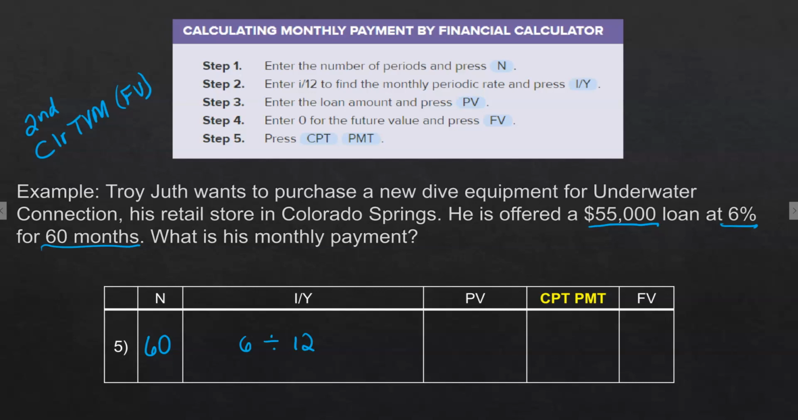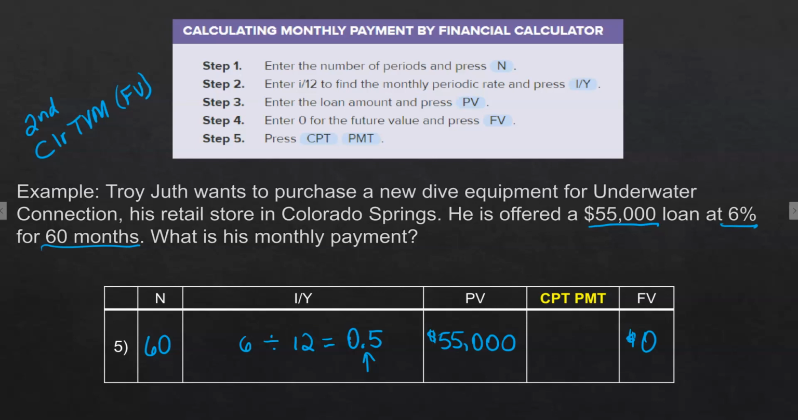You don't have to put percents or anything, your calculator knows, and we get 0.5. So once you see this on your screen, press IY, okay? And then present value is $55,000. Future value is 0. All right, so get that all on your calculator. Remember to pause if you need to, because I'm not always going to stop and wait, to keep the videos to a reasonable length.